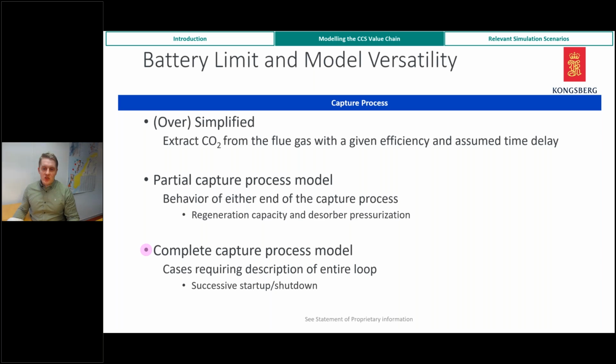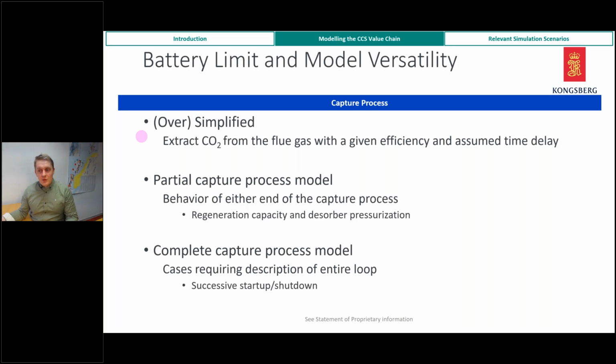Going over to the capture process, thinking about this from a similar perspective, you can have what I call an oversimplified process, where you simply extract the CO2 from the flue gas with some sort of efficiency and a time delay. Of course, the CO2 has to move through the amine loop to get to, for instance, the compressor or all the way to the flow line. This can be interesting for someone if you're a flow assurance engineer and you need to be able to have some sort of interplay between the emission process and your flow assurance problem.